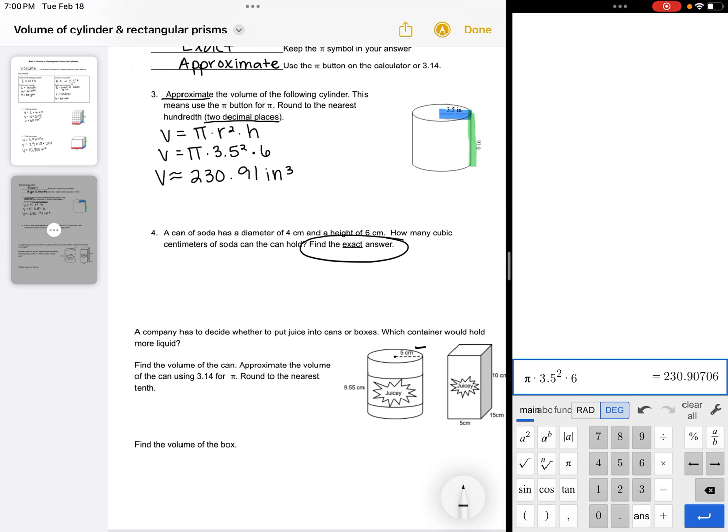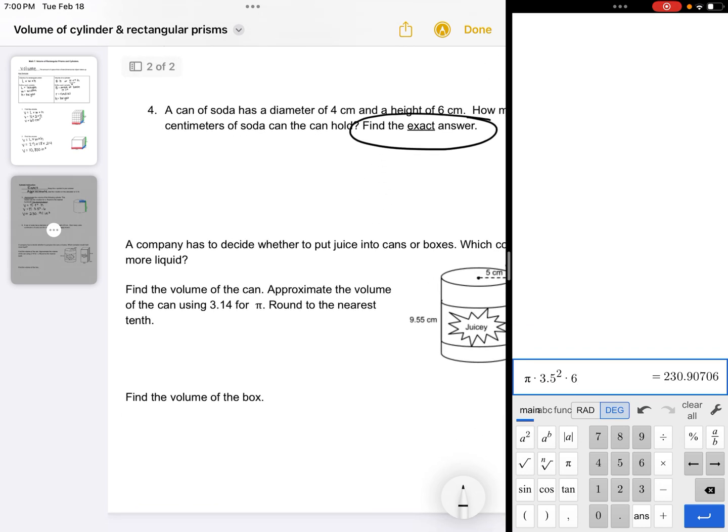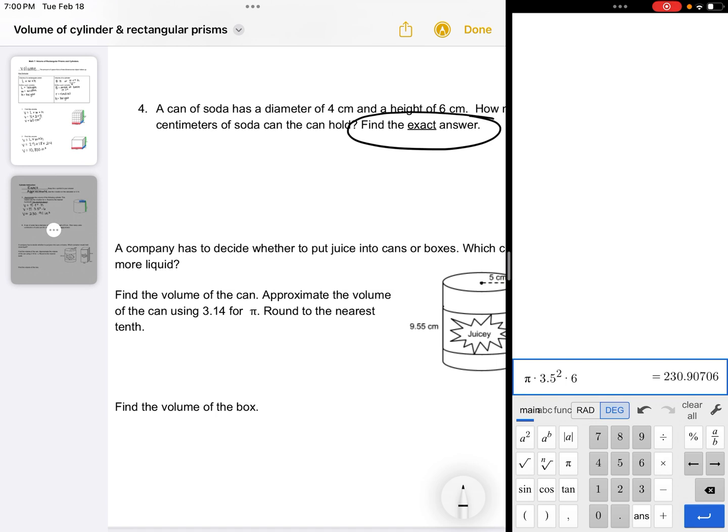The next thing I'm going to do is draw an actual soda can to the best of my ability. Please do not judge my artistic ability.